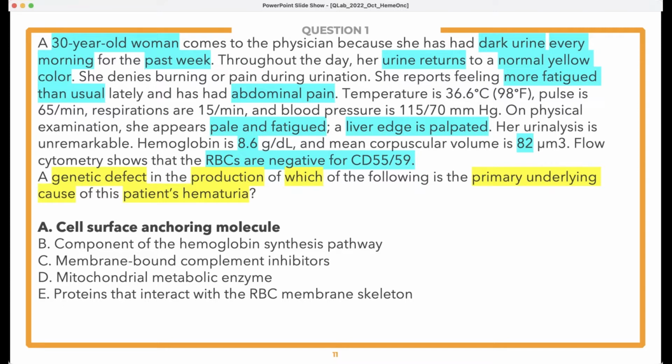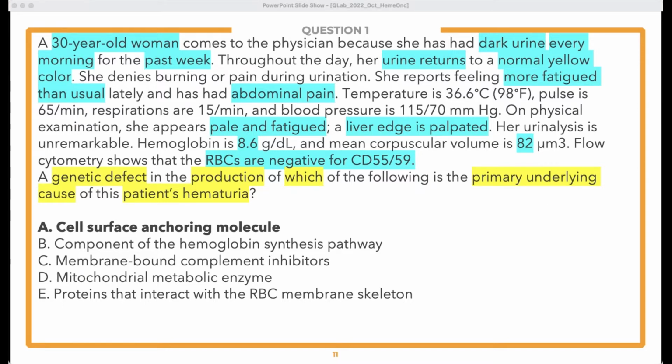trying to distract you a little bit. The cell surface anchoring molecules protect you from complement attack in this condition, but they are not inhibitors per se of complement. They're not specifically membrane-bound complement inhibitors, okay? So a little bit of a distractor trying to trick you there. And then answer choice B, that's getting more at something like thalassemia, which is more of an anemic condition. So great job on this first question.